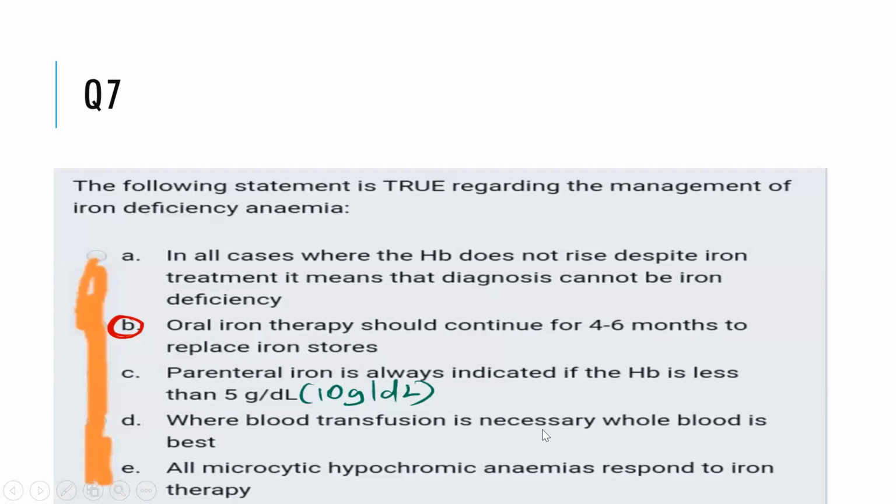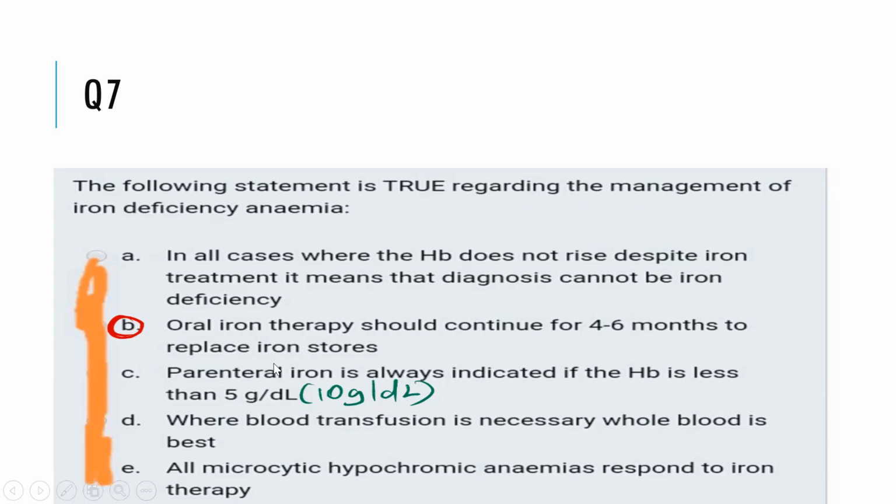For D, where blood transfusion is necessary, whole blood is best. I've just explained before that when you're doing blood transfusion, you have to think about what component this person needs. You can't just give whole blood just because it's there. If someone has leukopenia, you give white blood cell concentrate. If someone has severe anemia, you give red blood cell concentrates. So whole blood is not necessarily the best option for everything.